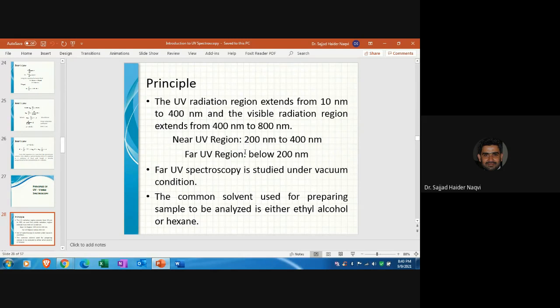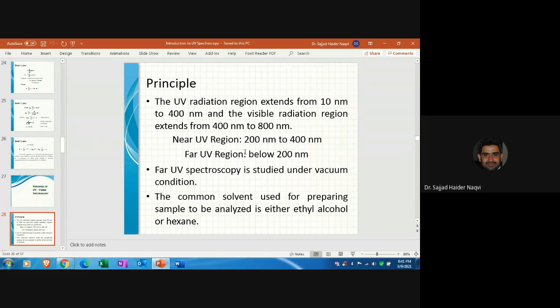the regions are different. You know about the visible region between 400 to 800 nanometer. The UV radiation region actually extends from 10 nanometer to 400 nanometer. That means just before the visible region starts. Then there is the near UV region, which is between 200 to 400 nanometer, which is not actually important at this stage for you. And then there's a far UV region, which is below 200 nanometer.